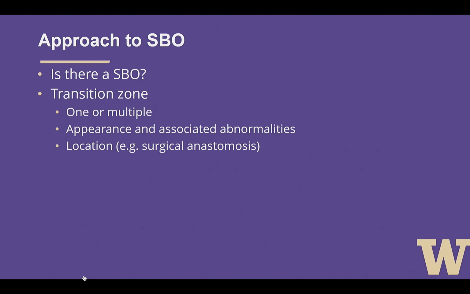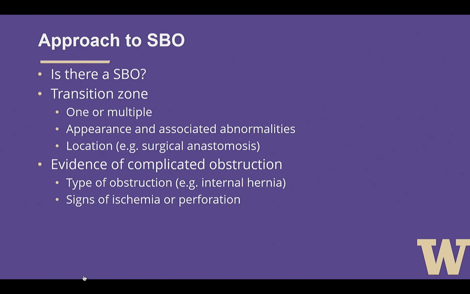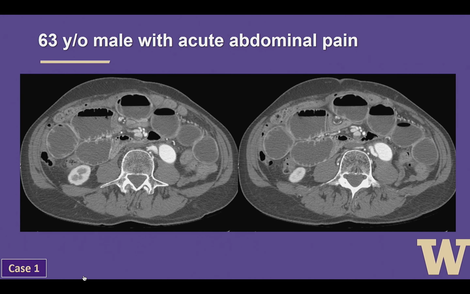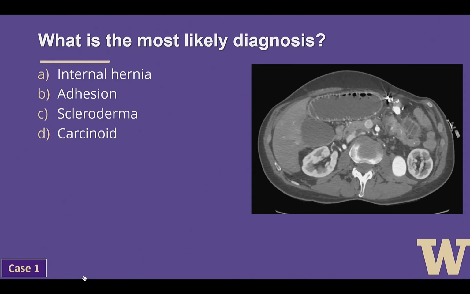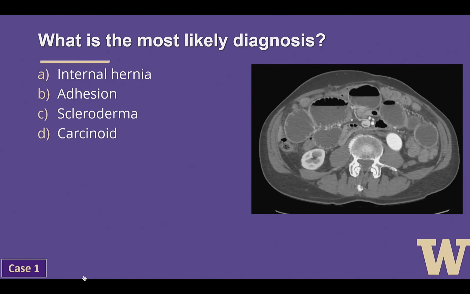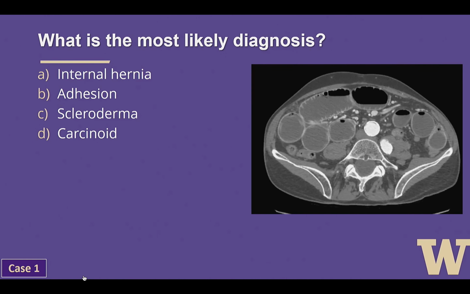For example, is there one or more than one transition zone? Are there any specific abnormalities at the transition zone? Or is it in a particular location, like at a surgical anastomosis? And lastly, is there evidence that you have a complicated obstruction? Like, is it a particular type of obstruction that is unlikely to resolve conservatively? Or are there signs of bowel ischemia or perforation? So with that in mind, we have our first case, a 63-year-old man with acute abdominal pain. You have 2 images here plus a cine clip, and the question is, what is the most likely diagnosis?